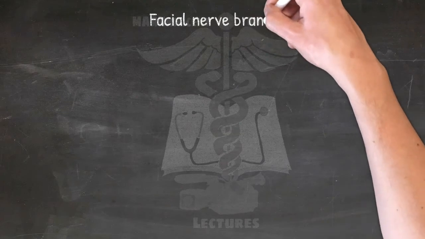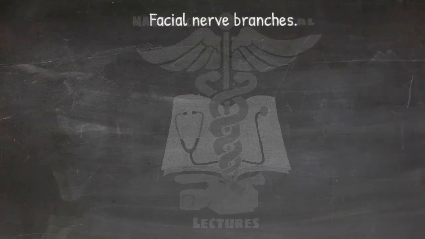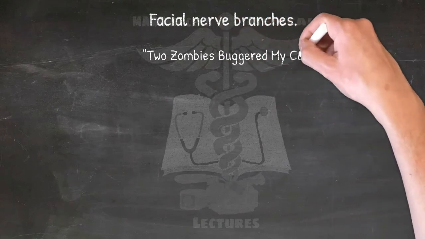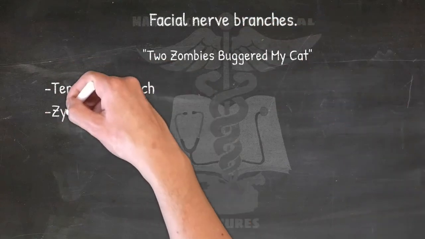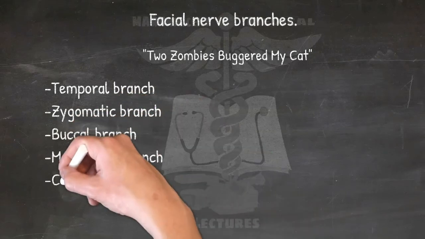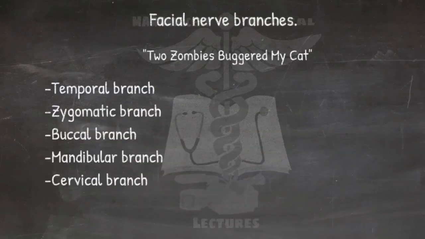Facial nerve branches. 2 zombies buggered my cat. Temporal branch, zygomatic branch, buccal branch, mandibular branch, and cervical branch. From superior to inferior.